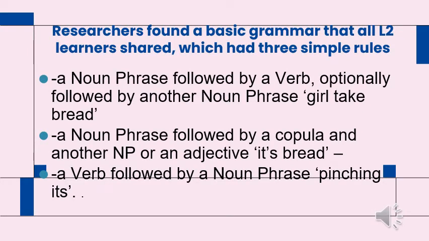It's also been a finding that researchers had. They found a basic grammar that all L2 learners shared, and this has 3 simple rules. A noun phrase followed by a verb, optionally followed by another noun phrase, for example, 'take bread'. A noun phrase followed by a copula and another NP or an adjective, for example, 'it's bread'. A verb followed by a noun phrase.